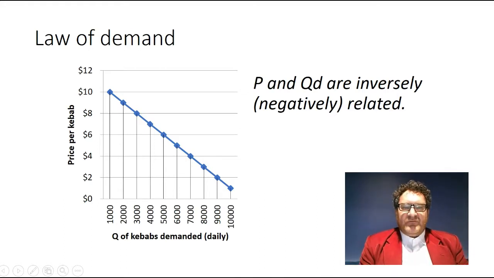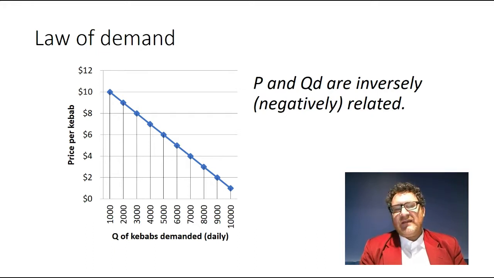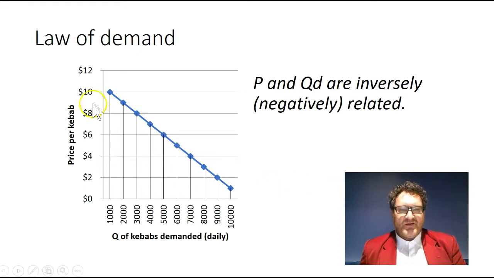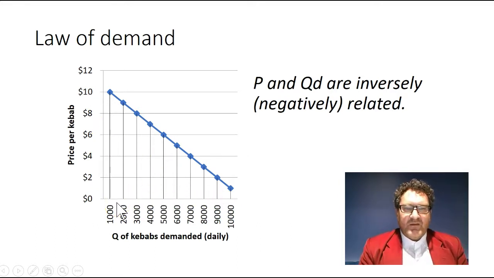Now you'll note there that we've got a certain kind of relationship happening. There's an inverse or a negative relationship between price and quantity demanded. That is to say, the two variables move in opposite directions. When the price of kebabs falls, the quantity demanded daily increases. And when the price rises, the quantity demanded decreases daily. We can call this the law of demand.